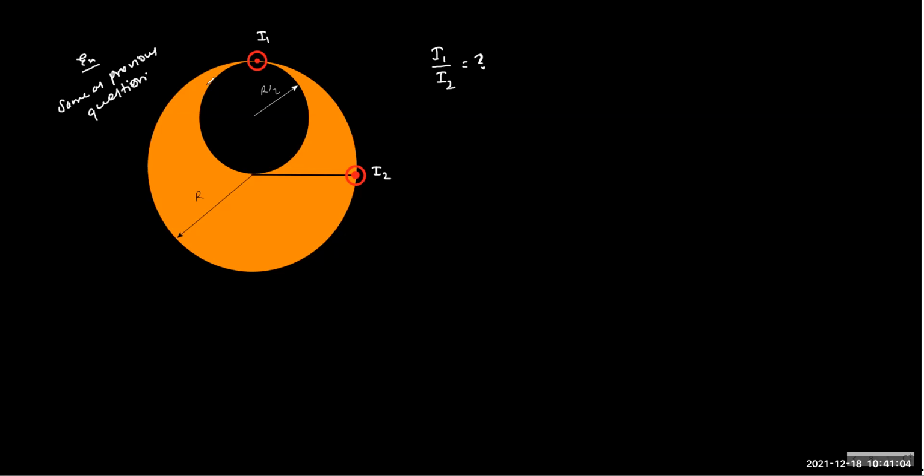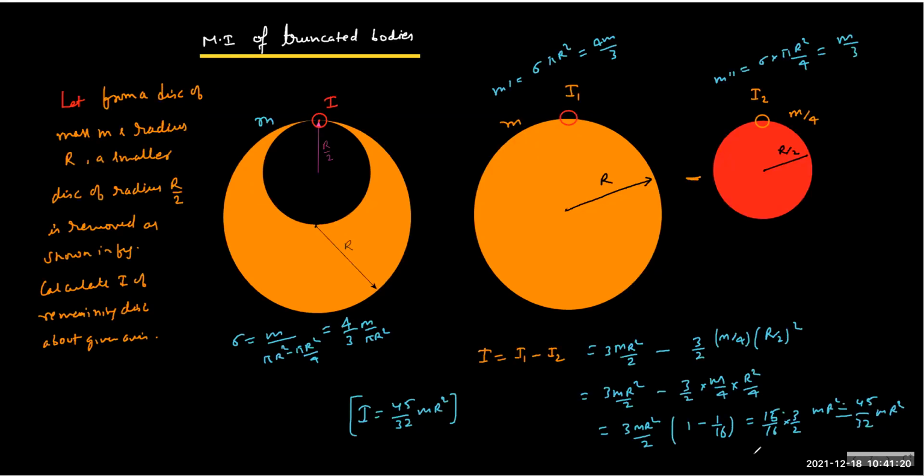Yes, tell me. Sir, I got I2 as 18 m r square by 16. Sir, I had a doubt in the last question. Yeah, tell me your doubt. Sir, I'm not getting that equation after that negative sign, 3 by 2 m by 4 into r by 2. So the mass of the disk is how much? M by 4. And how to get the mass? Area proportional. So what is the area of this disk? 1/4 of the original. Correct.